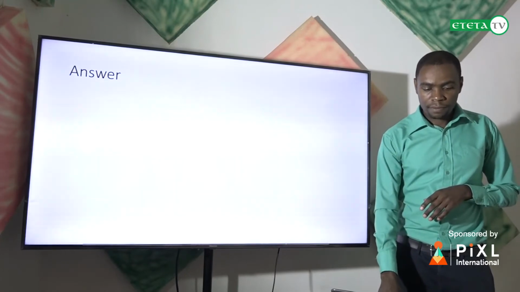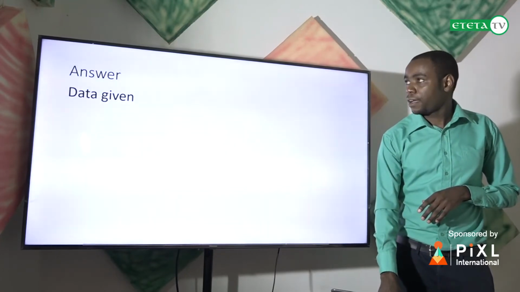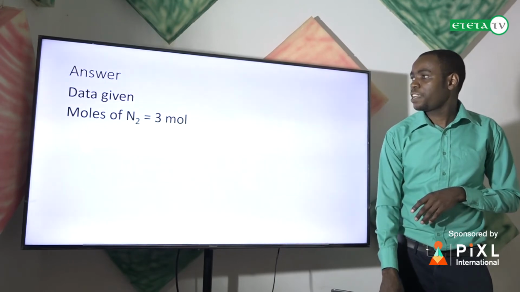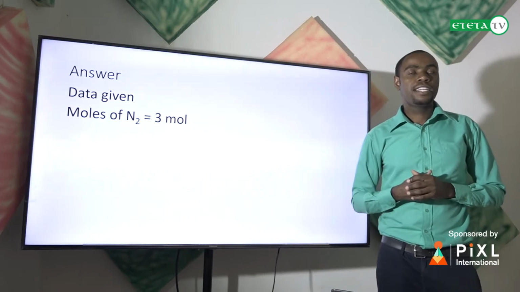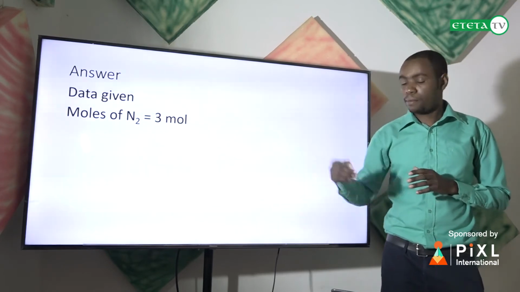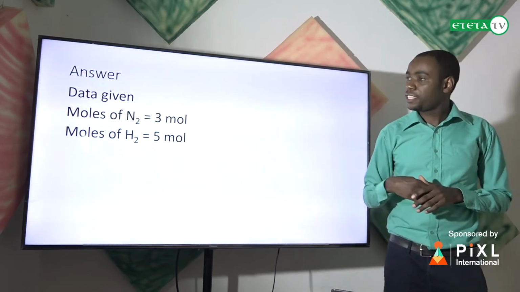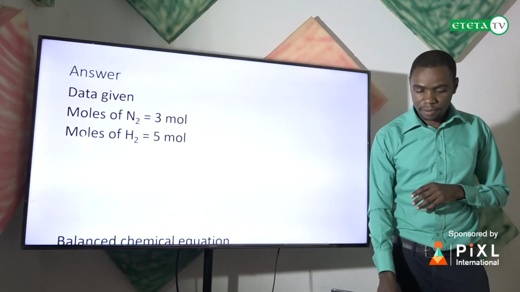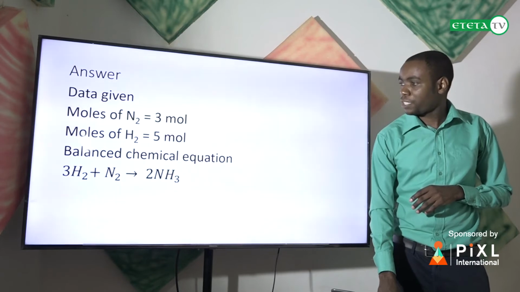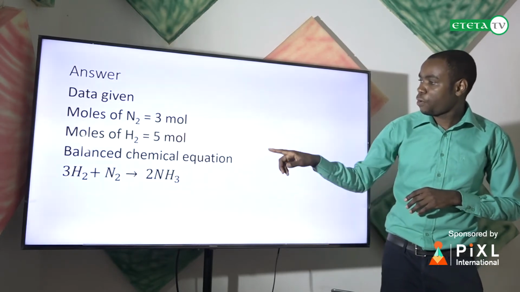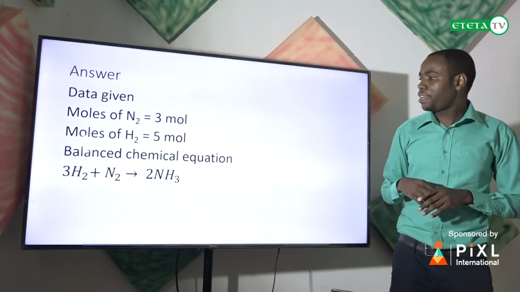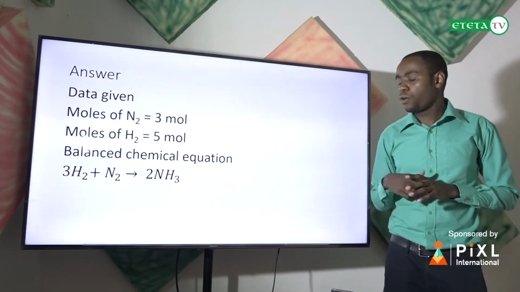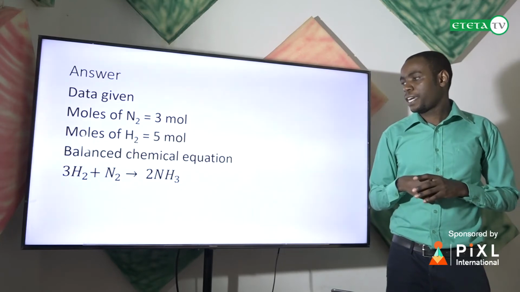Starting with question A. Before this, you have to write data given. Here what you have been given is the number of moles of nitrogen gas, which is equal to 3 mole. Another thing is the number of moles of hydrogen gas, which is equal to 5 mole. So the balanced chemical equation here, it will be equal to 3 mole of hydrogen gas can combine or can react with 1 mole of nitrogen gas to give 2 mole of ammonia gas.